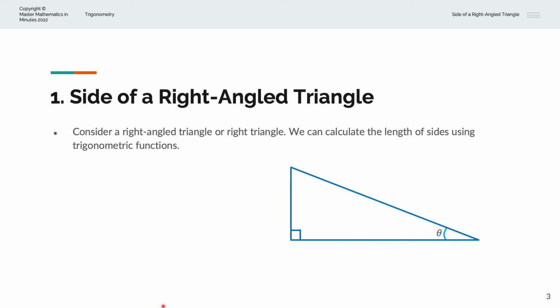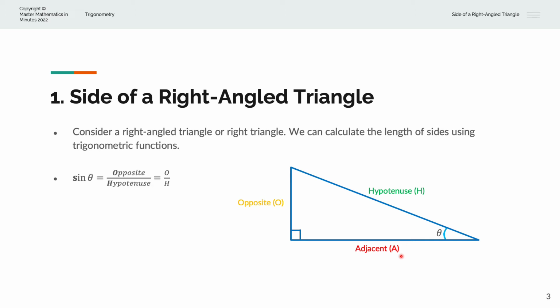The side that is opposite the 90-degree angle is called the hypotenuse. The side that is opposite theta is called the opposite side. And the side that is adjacent to theta, or next to it, is called the adjacent side.